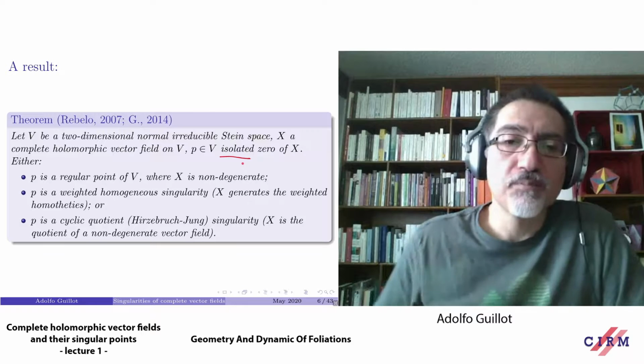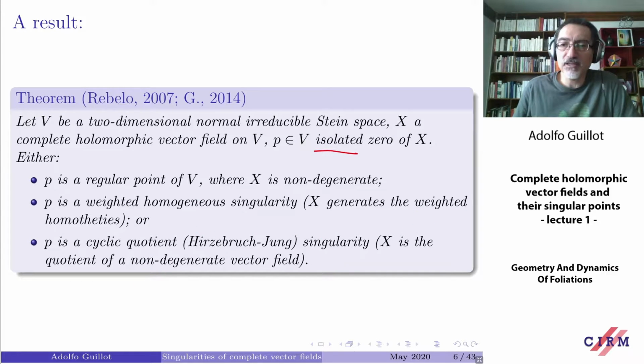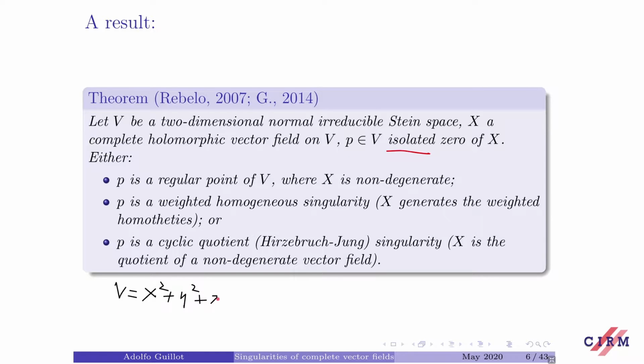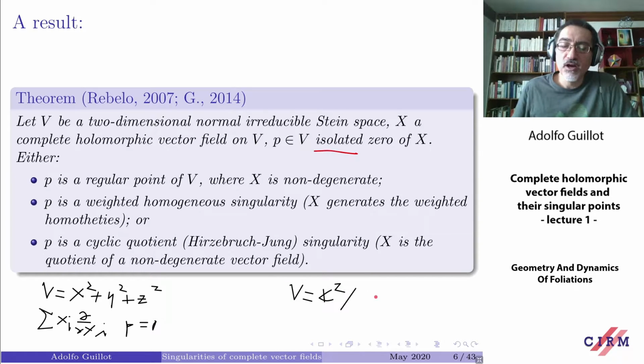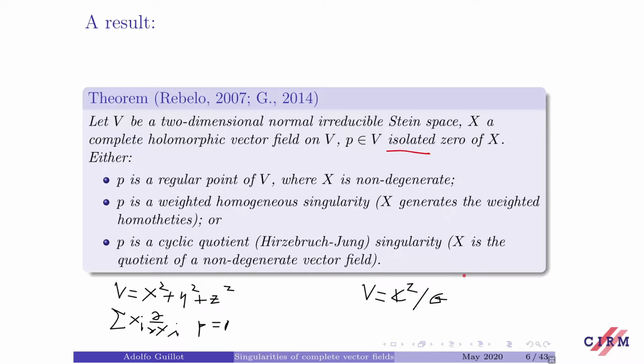The first one is that P is a weighted homogeneous singularity. For example, say V is given by x squared plus y squared plus z squared, and your vector field is a radial vector field, the sum of x_i d over d x_i. So this is one possibility. So you have a singular point at zero, and you have a homothety that generates. So this would be for P equals zero. This is one possibility. And the other possibility is that, in fact, V is obtained, at least locally, as the quotient of C2 under some linear finite cyclic group of transformations.